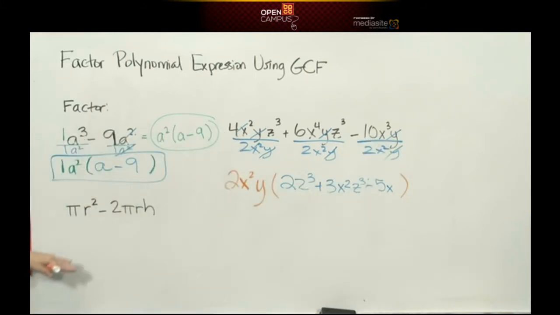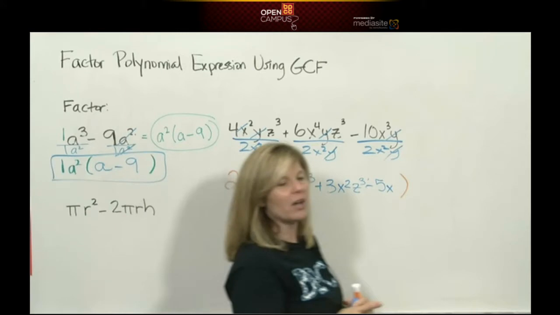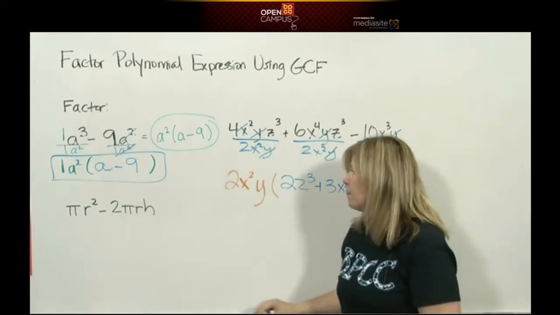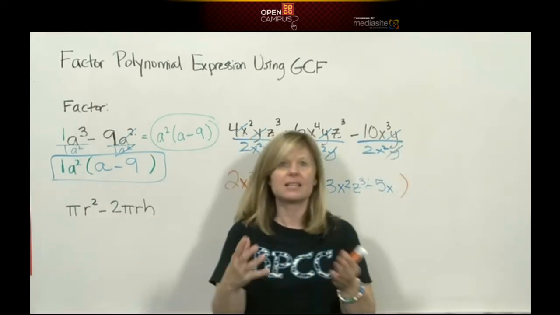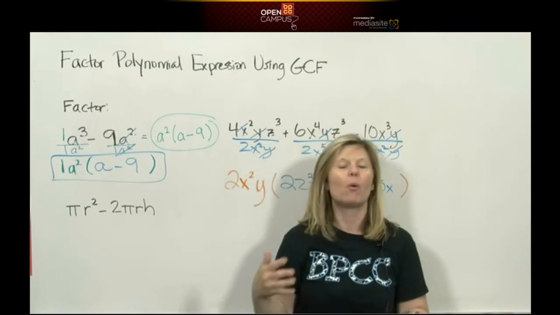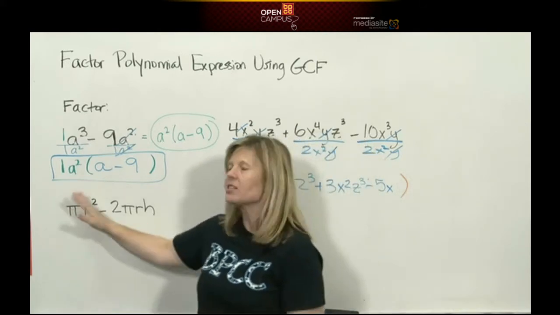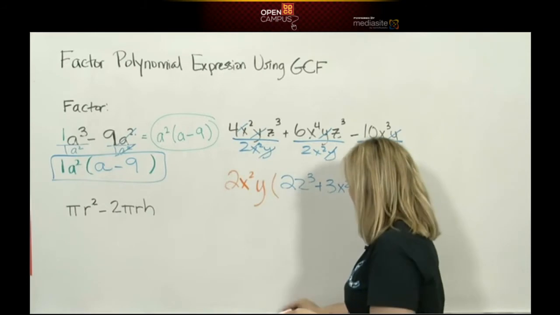Let's try one more expression. Pi r squared minus 2 pi r h. Again, I can't say simplify because that's subtraction, and these terms are not alike. That's why the directions say factor. Remember, pi is a symbol that stands for the number 3.14 approximately. So we're going to see pi a lot in algebra.